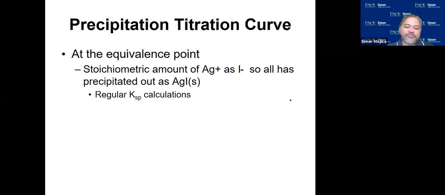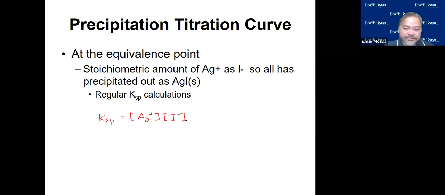Now at equivalence point, what happened here? This is where they are in stoichiometric ratio. So at equivalence point, the stoichiometric amount of silver ion and iodide has all precipitated out. So what do you think is the value of your silver ion? You do the regular Ksp.